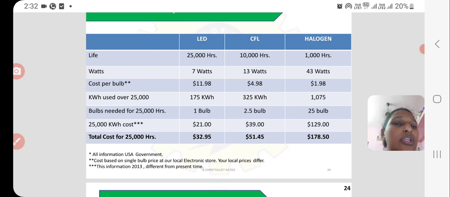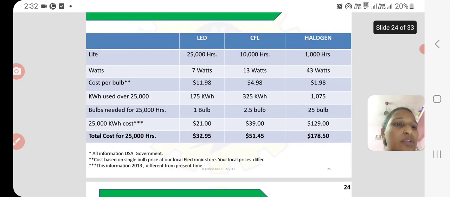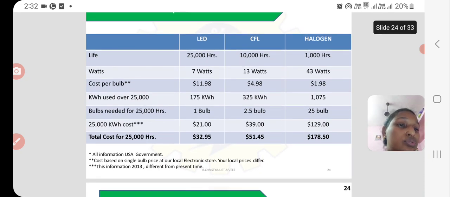The kilowatt hours used over 25,000 hours is just 175 kilowatt hours for an LED, but compared with CFL and halogen, it is very less. The CFL consumes nearly 325 kilowatt hours, and the halogen is triple times higher than the CFL. For 25,000 hours, we need just one LED bulb, whereas we need 2.5 CFL bulbs for the same hours. But for halogens, it is nearly 10 times higher than the CFL.